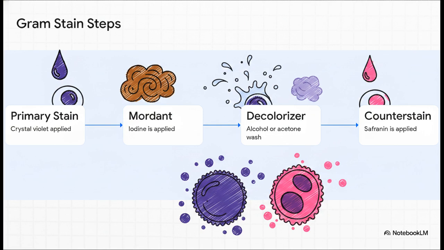Step 1, crystal violet, that's your primary stain. Step 2, iodine. Step 3, alcohol or acetone, which acts as the decolorizer. Step 4, safranin, the counterstain. Gram-positive organisms have a thick wall that traps that crystal violet, so they appear purple or blue after the final staining. Gram-negative organisms, though, have a thin wall, so they lose the purple during the alcohol wash and pick up the red or pink color of the safranin counterstain.